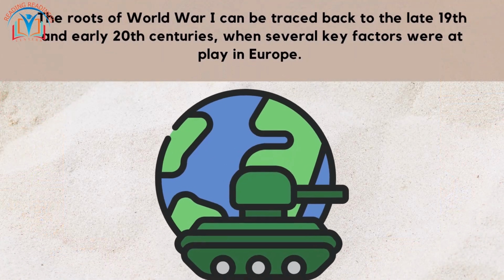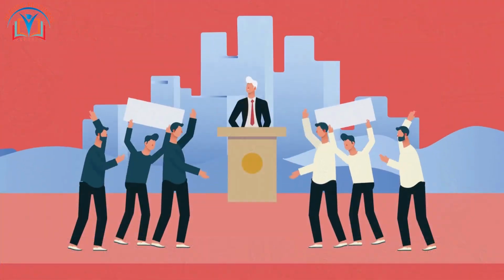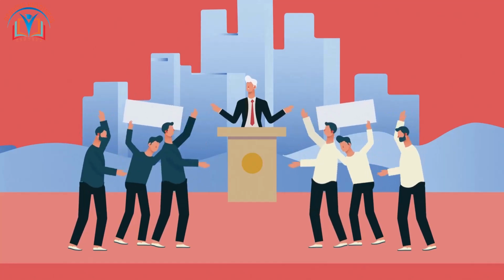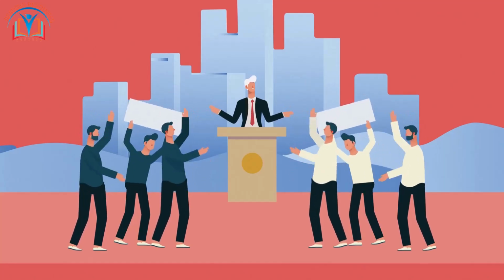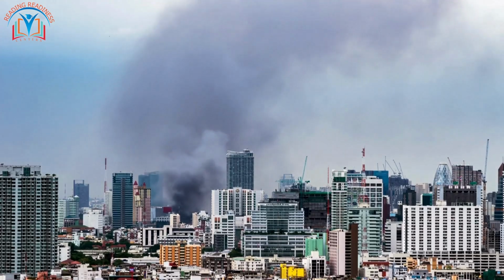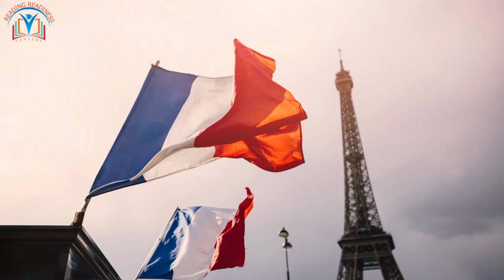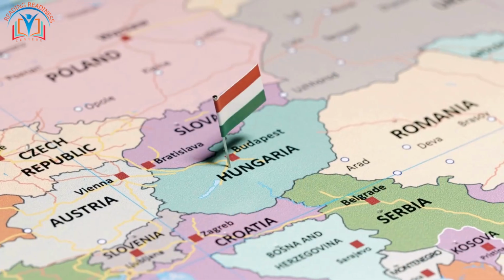The roots of World War I can be traced back to the late 19th and early 20th centuries, when several key factors were at play in Europe. Nationalism, the intense pride and loyalty that people felt towards their own countries, was on the rise. This led to increased tensions and rivalries between the major European powers, such as Germany, Britain, France, Russia, and Austria-Hungary.